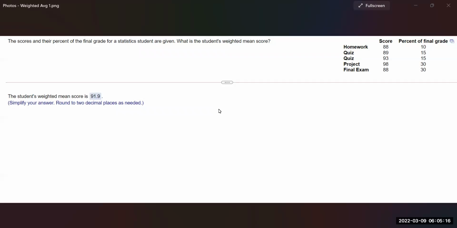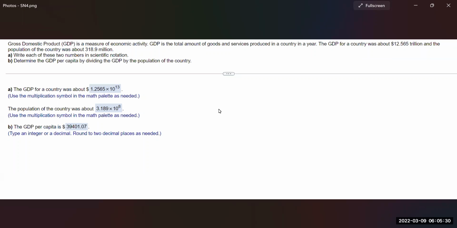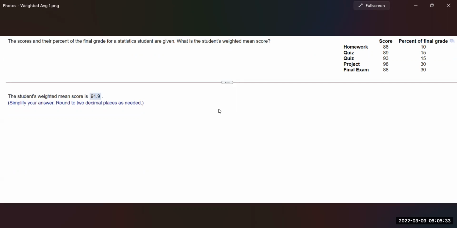The scores and their percent of the final grade for a statistics student are given. What is the student's weighted mean score? Weighted mean score underlined. Okay, let's underline weighted mean score because that will be the focus of this work.